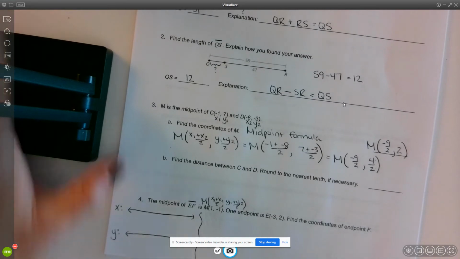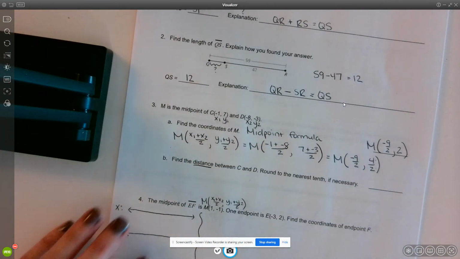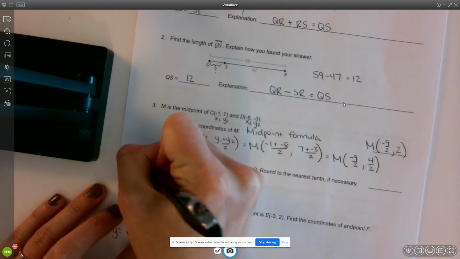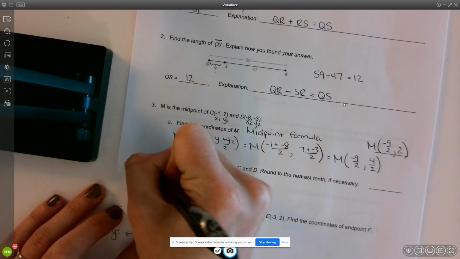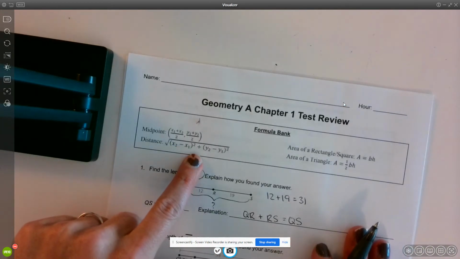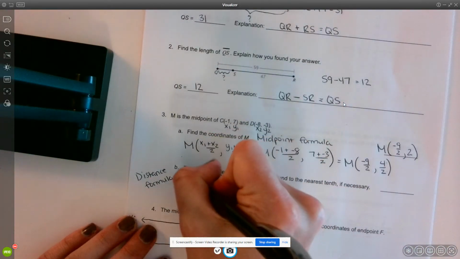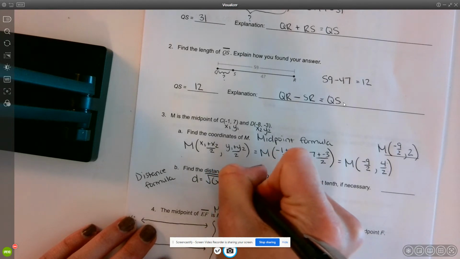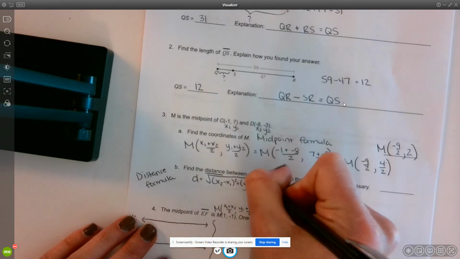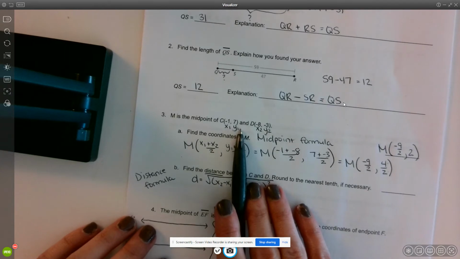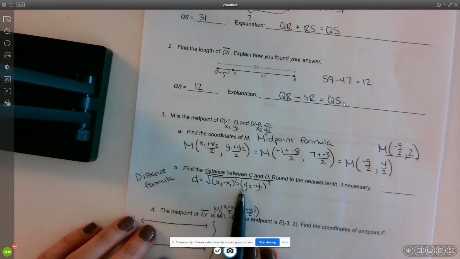In part B, they want me to find the distance between C and D. So this time, I need to use the distance formula. So this is provided to you. I'm going to rewrite it. I've already labeled my points up above, so I need to take these numbers and plug them into my formula.